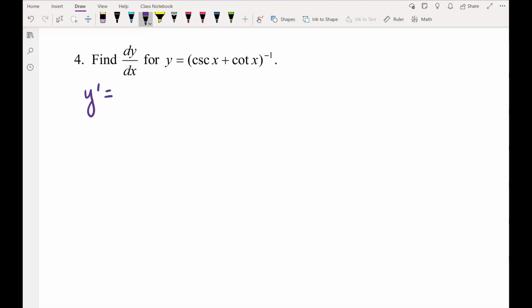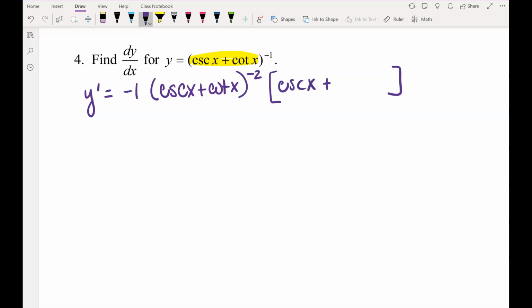You know what, guys? You can do this so many different ways, okay? You can straight up apply the chain rule immediately, so the power is going to be -1. And if you drop the power down, it's going to be cosecant of x plus cotangent of x. You subtract 1, so it's now a -2 exponent. But we still have the inner component here, in which we would have to take the derivative of that as well, using the chain rule, okay? So that's what we're doing here.